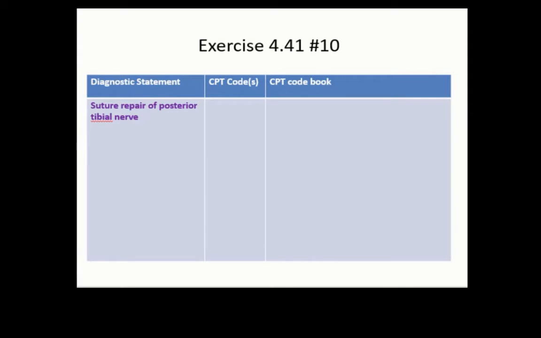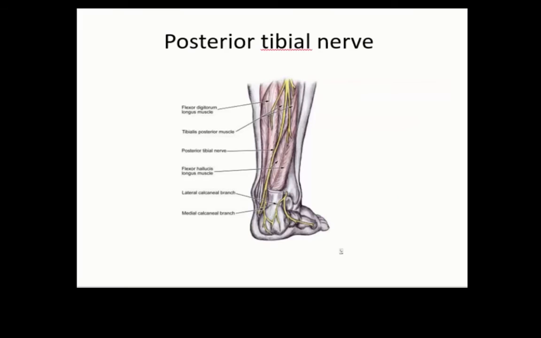The next one is the suture repair of the posterior tibial nerve. And I did find a diagram of the posterior tibial nerve in the back, you see, of the lower leg, just above the ankle. And that would typically repair would probably be necessary because for some reason that's been injured in an accident or something.